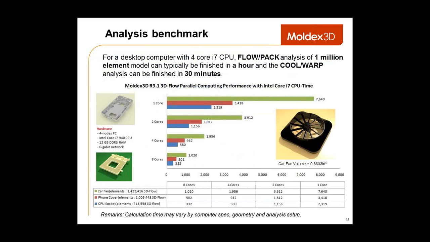Analysis benchmark. This slide demonstrates the advantages of parallel processing. With parallel processing, the time needed to run an analysis can be substantially reduced. For example, if you have a desktop computer with a 4-core i7 CPU, the flow pack analysis of a model with 1 million elements can typically be finished in about an hour, and cool warp analysis usually gets finished in about half that time. And if you're asking how this is possible, well, it's because with parallel processing, you have the ability to attach more than one core to run an analysis and significantly reduce the amount of time needed to obtain the analysis results based on the number of cores that are added.